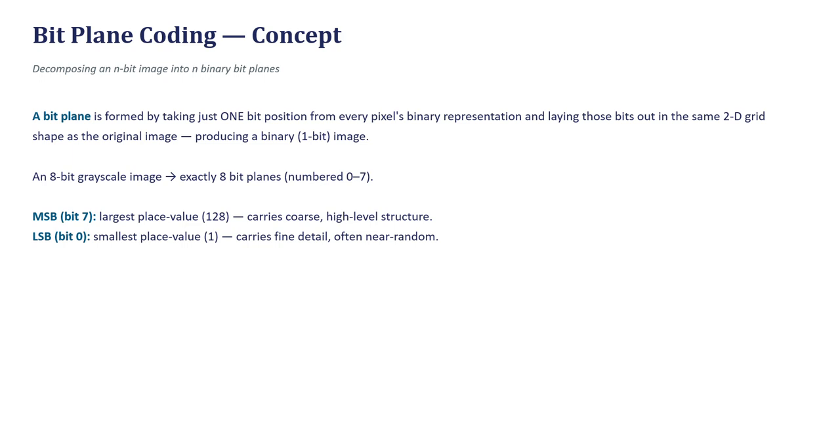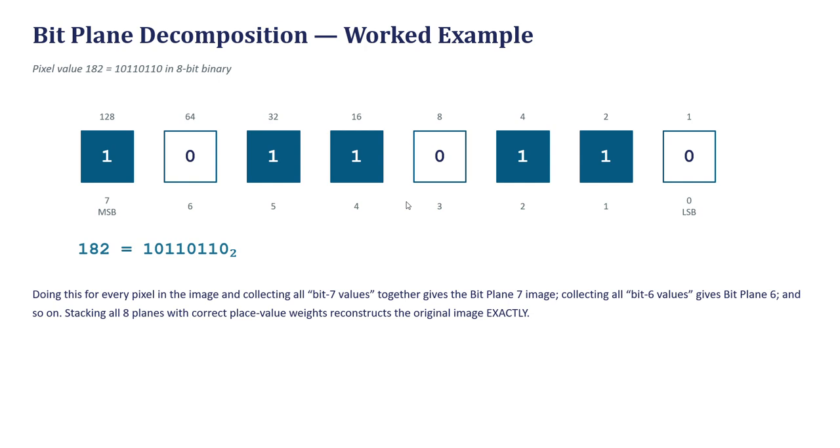Bit plane coding is the next compression technique, and here we make use of every bit position, and that is why it is called bit plane coding. Now, consider if I want to represent different values. Let's say I want to represent 182. Now 182 is 10110110.